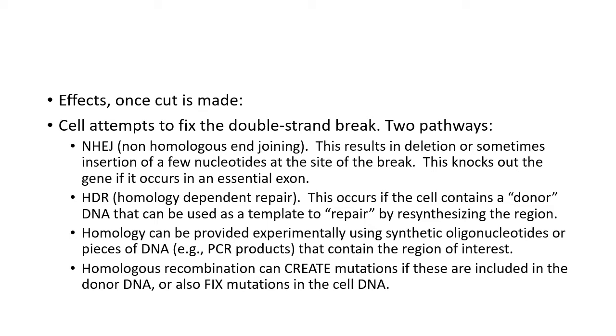So the first line of defense the cell has is this non-homologous end-joining pathway, which basically acts on double-stranded breaks in order to put the two pieces back together again. The other one that's going to be relevant later is homology-dependent repair. Okay, so this will occur, and this is the most powerful part of this, if a cell contains donor DNA that can be used as a template to repair by resynthesizing the region. So it's through the use of these homology-dependent repair oligonucleotides or PCR products that one is able to actually replace the sequence that's present in the chromosome with whatever else we'd rather have there.